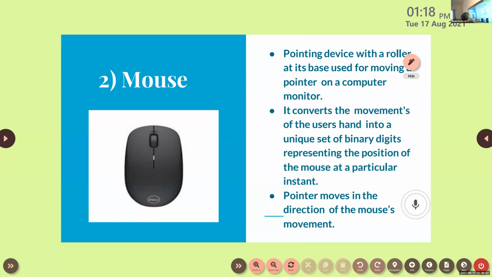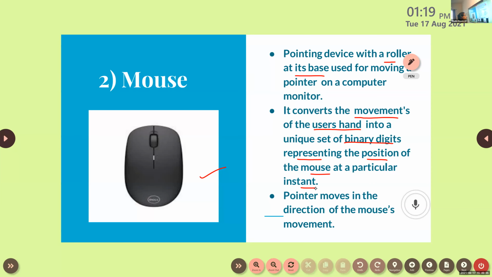You have seen a roller at its base. Have you seen that? It helps us to move the pointer on the computer monitor. On the base, you can see a roller using which it is used for moving the pointer on a computer monitor. This is the mouse. Those who have not seen the mouse yet, this is the mouse, my dears. What is the main function of the mouse? It converts the user's movements into a unique set of binary digits, which represents the position of the mouse at a particular instant.